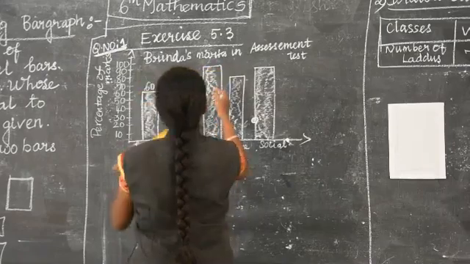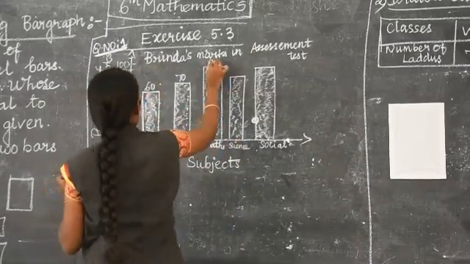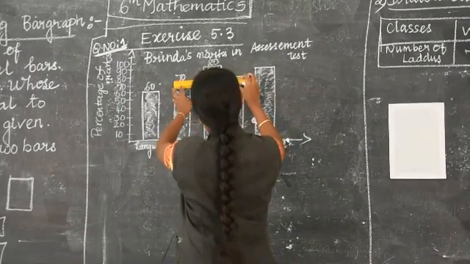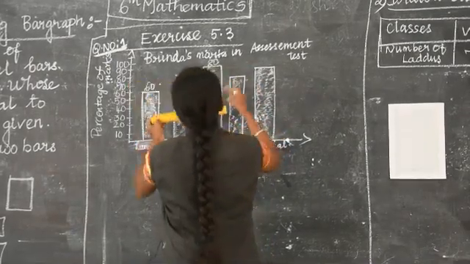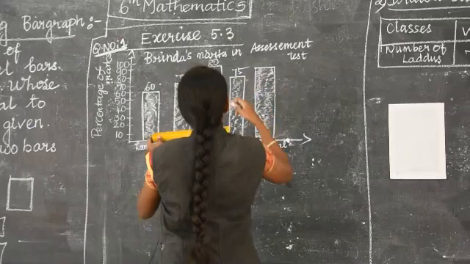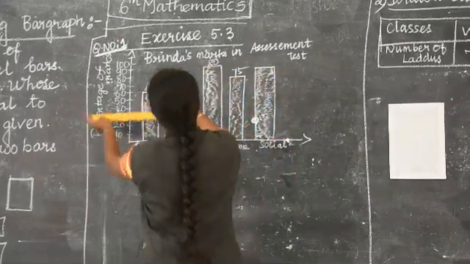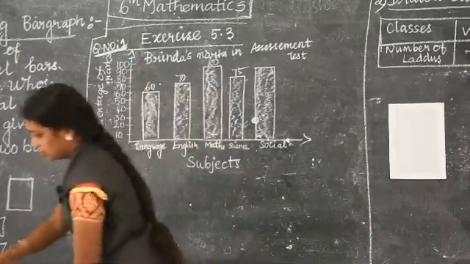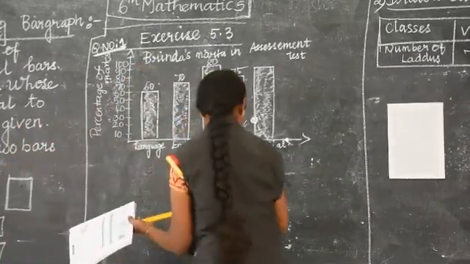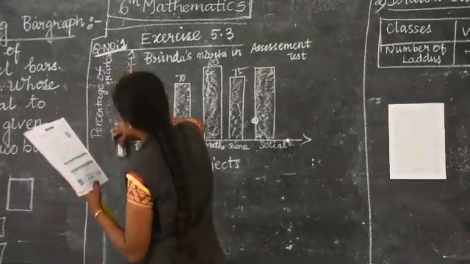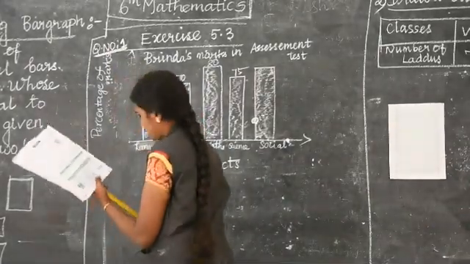If you see properly, 80 will be there. Then science, 75. See here, I have written wrongly. Listen to me once again. You can go through the book better. If you go through the book, it will be easy.